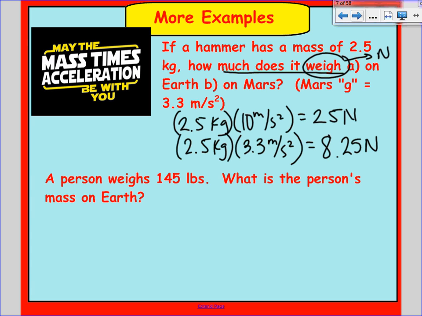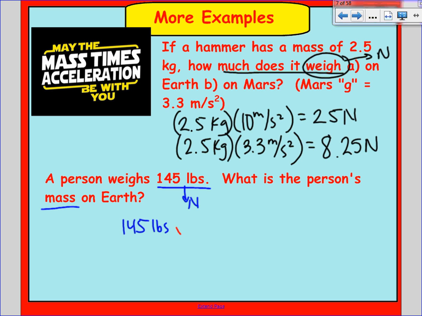Finally, let's do one more. A person weighs 145 pounds. What is the person's mass on Earth? In this case, we're having to work backwards. Notice it gives you a force, in pounds, of 145 pounds, and it wants to know what the mass is on Earth. In order to even get to mass, we need to be in newtons first. So what we first have to do is take 145 pounds and convert that into newtons.